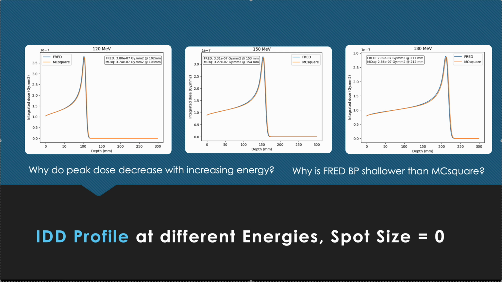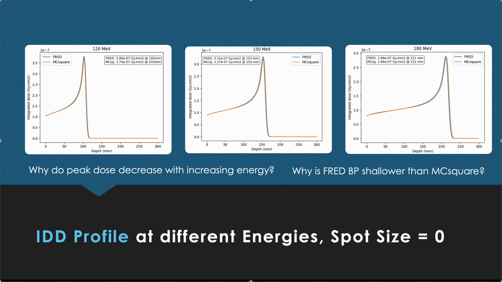Now the question is, why is Fred's Bragg peak shallower than MC square? You see, Fred's Bragg peak appears at 102 millimeter, 103 millimeter, 154, and you might think that there might be improper overlapping of the geometry, which is not the case. I'll show you further.